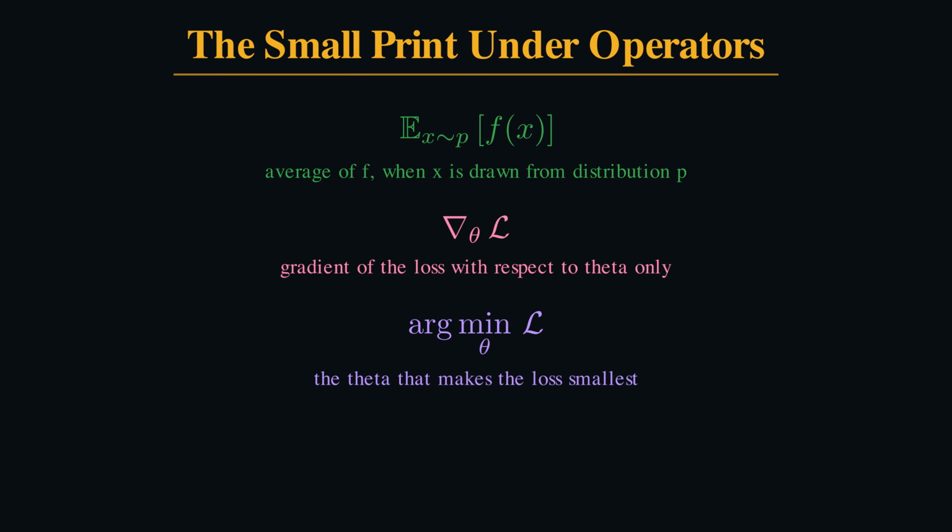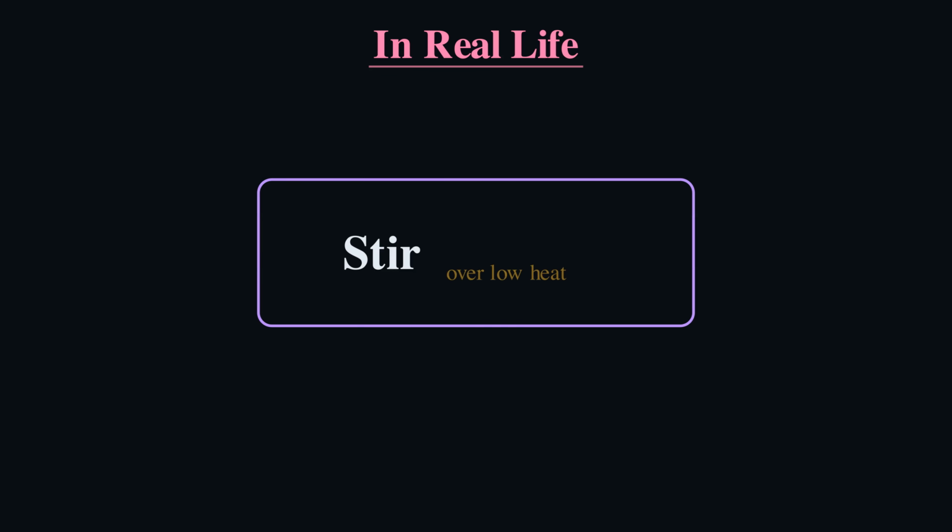Always read the subscript. It is like a recipe that says stir over low heat. The verb stir is the action. The small print over low heat tells you the exact condition. A subscript is that small print. Skip it and you burn the sauce.